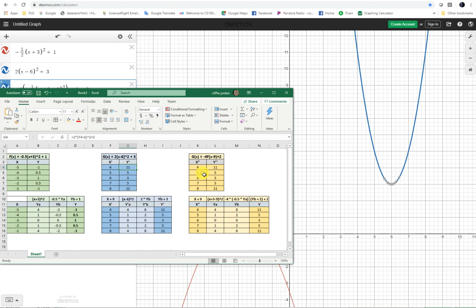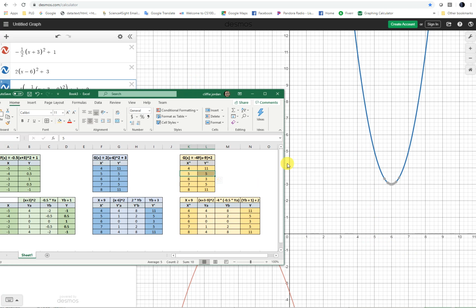So 4, 11, 5, 5. Okay, so 5 goes up to 5. To show that, where's 5? There's 5. So there's 5, 5 right there. There's that point. 6, 3 is at the bottom, the minimum. 7, 5 goes right up to here. And 8, 11 goes all the way up to here. So this is the proper calculation for g of x.